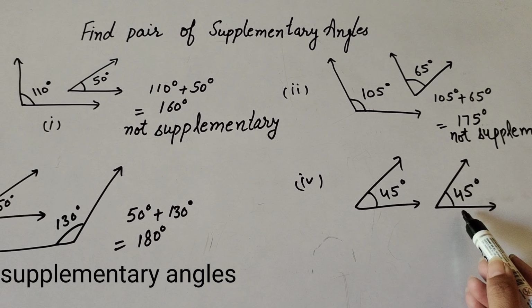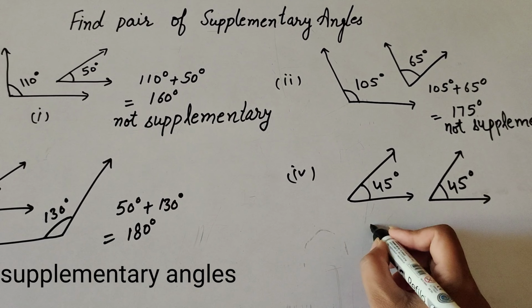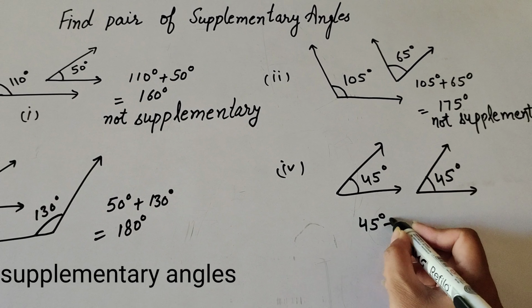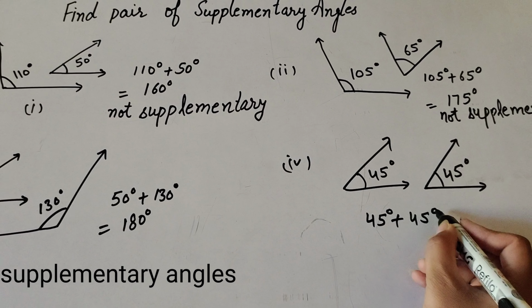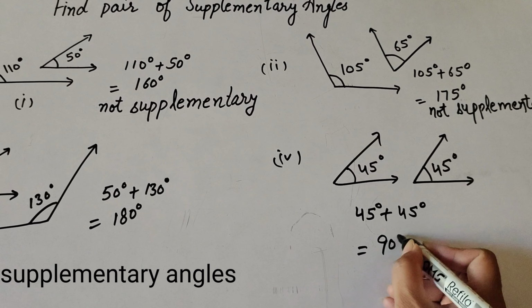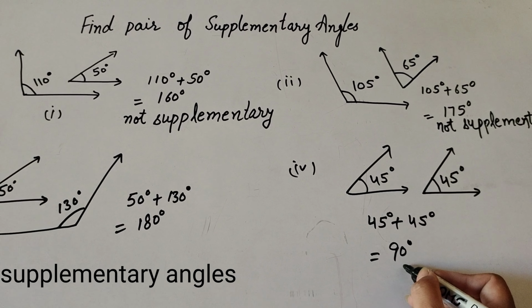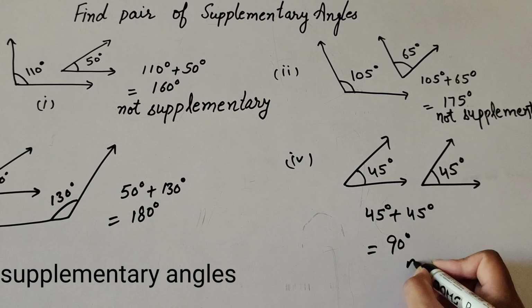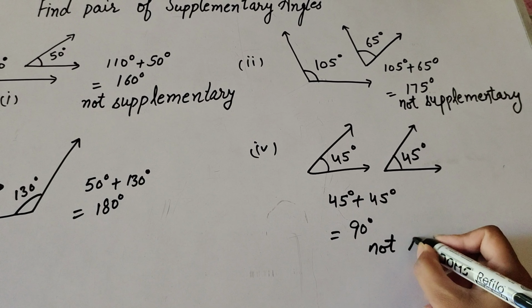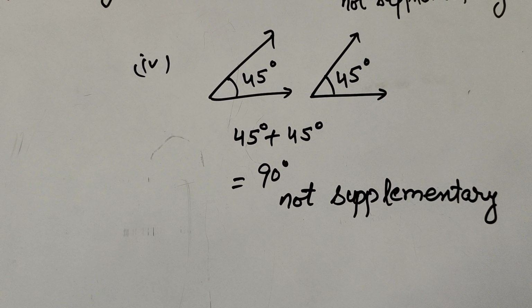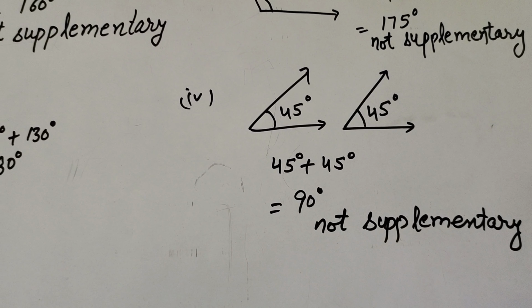In this pair of angles, both the angles are 45 degrees. So we add these two angles, 45 degrees plus 45 degrees. When we add these two angles, we get sum equal to 90 degrees. Again, these angles are not supplementary because their sum is not equal to 180 degrees. So this pair of angles is not supplementary.